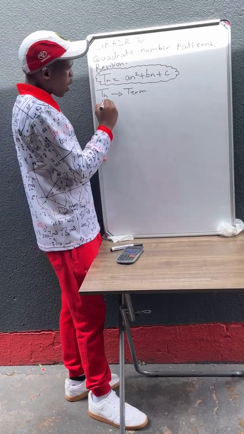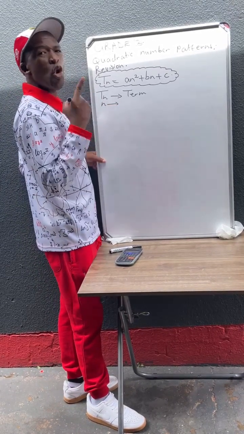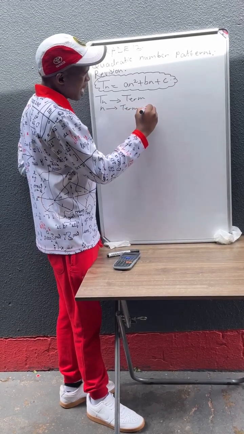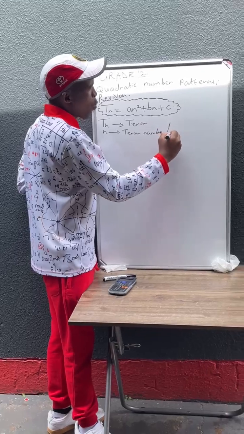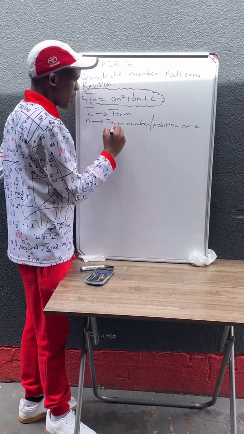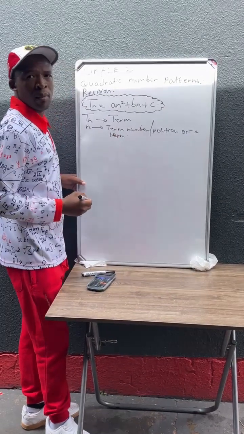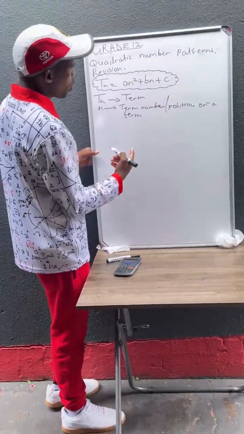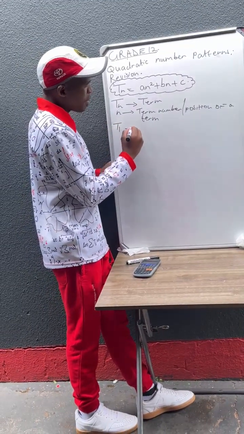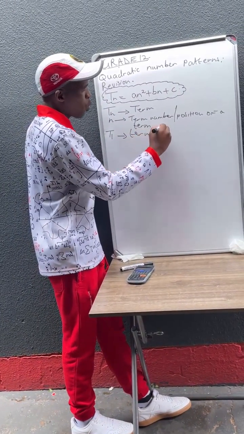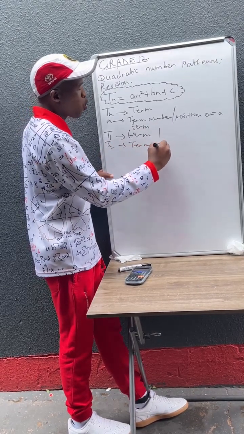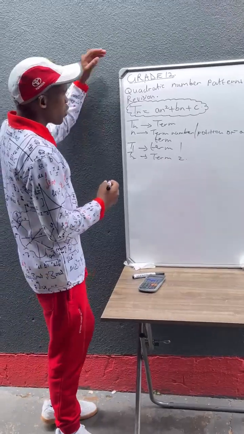And then if I say n denotes the term number or position of a term, so n is the term number, the position of a term, right? So if I say T1, it means term 1. Now if I say T2, I'm referring to term number 2. So that's what we are saying in this particular case.